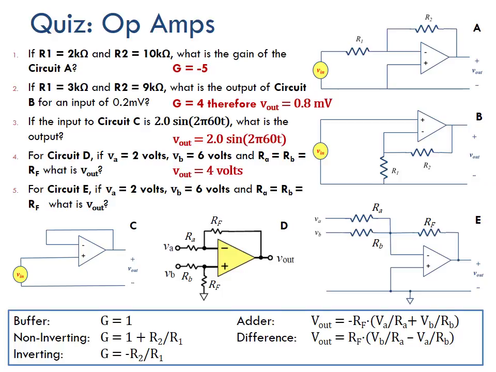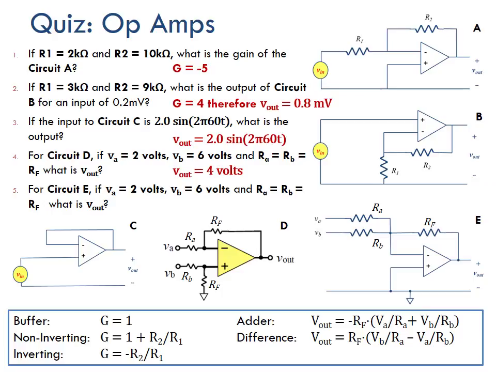Bingo. So now we finally have our number 5 here. For circuit E, if VA equals 2, VB equals 6, RA equals RB equals RF, what is V out? So it's similar to the other one, but a different circuit. So let's identify E. Let's go to that in the bottom corner. Looks like an adder circuit to me. We're going to add those together.